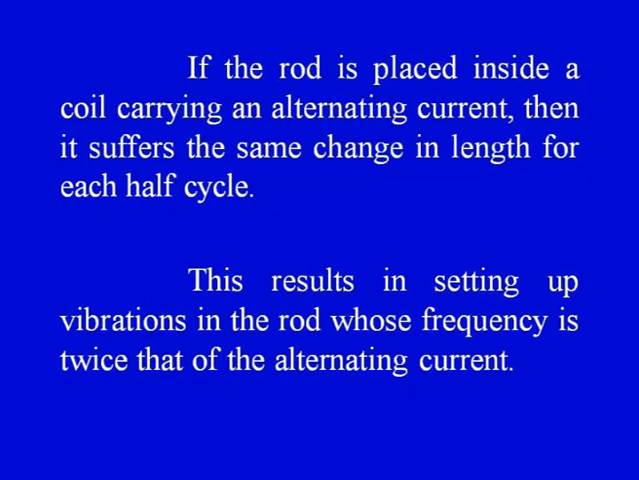The change of sign does not change the extension to contraction, it depends only upon the magnitude of the field, naturally, and nature of the material. If the rod is placed inside a coil carrying an alternating current, this means if this rod feels an alternating magnetic field, then it suffers the same change in length for each half cycle. You see, that is interesting, same change in length for each half cycle.